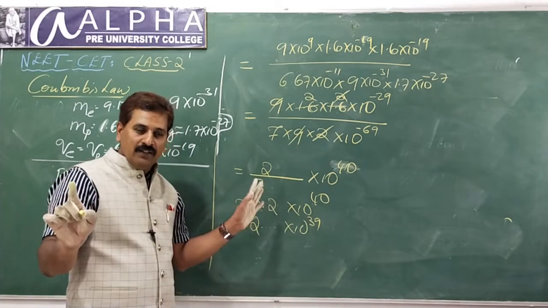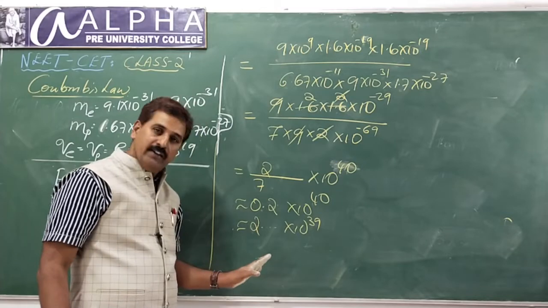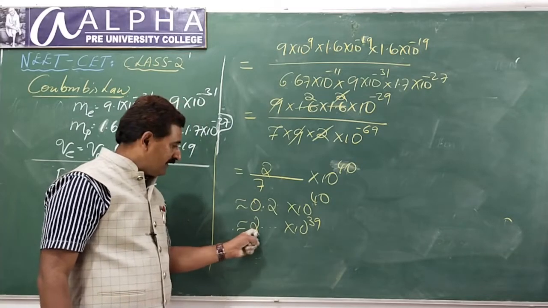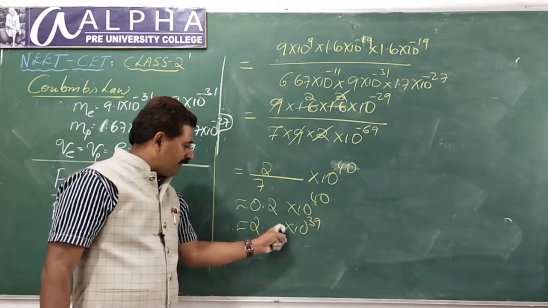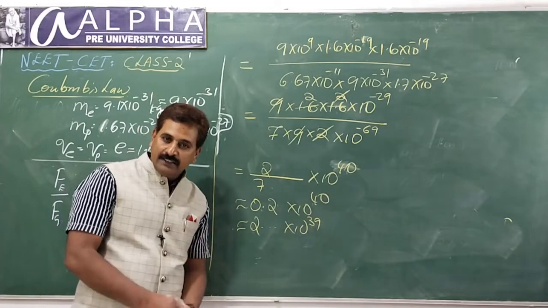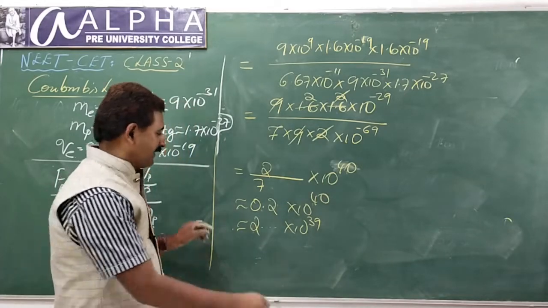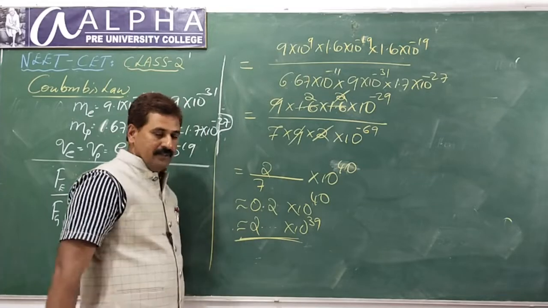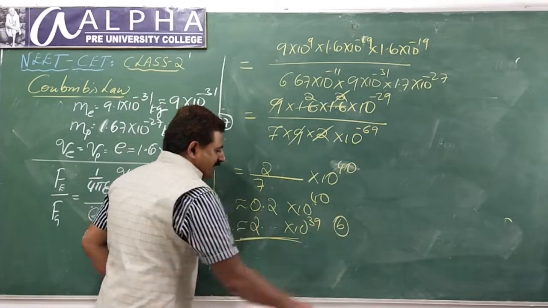That's enough. You need not divide further. That's why I told you: first digit, power. 2 point something, 10 power 39 is in option B. See, option B is correct. Option B is correct, students.